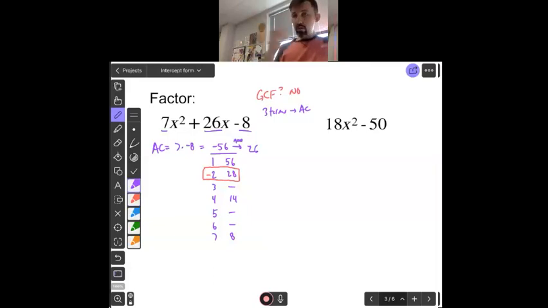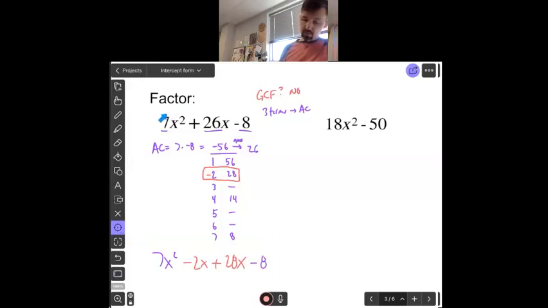So how I write that little chart, that's kind of my own thing. What we do with those numbers is the same that everybody else does. So that's 7x squared. That comes back. The negative 2x, the positive 28x, and then the negative 8. Okay, 7x squared, negative 8. And what the AC method is all about is how to break this number here apart. What do we do with that 26? How can we break it apart in a very unique way? There's only one way to do this correctly.